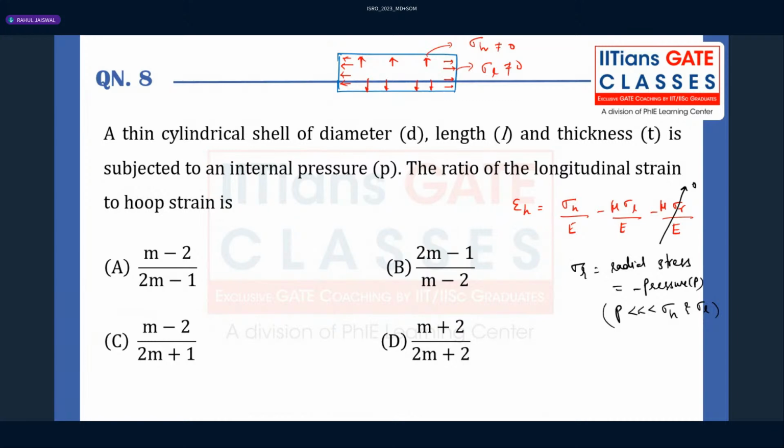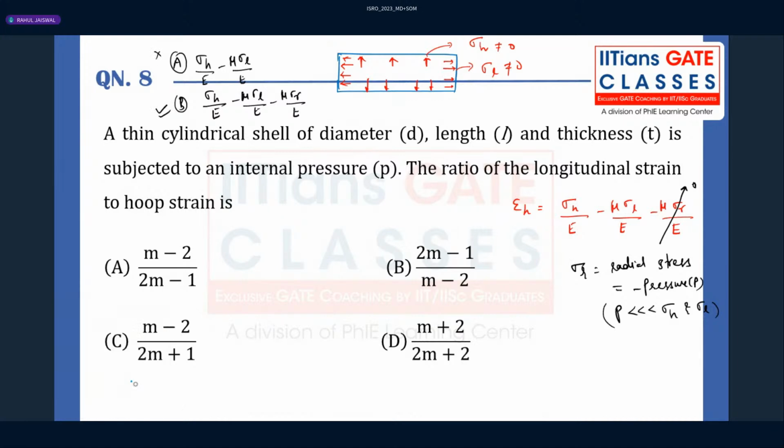But in ISRO examinations, let's say for 2023, they will be asking you what is the formula for hoop strain, and they might be giving you four options. Let's say option A is sigma H upon E minus mu sigma L upon E. For option B they will give sigma H upon E minus mu sigma L upon E minus mu sigma R upon E. So do not click option A. That is wrong. Option B is correct.